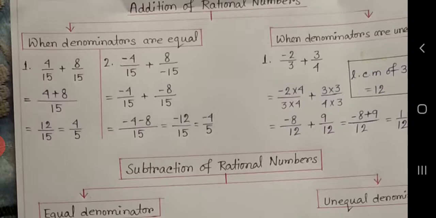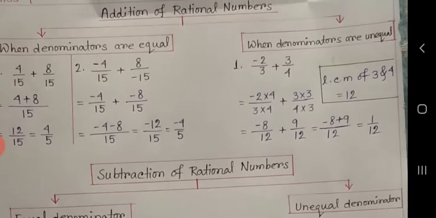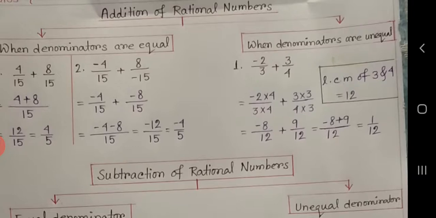Now, when the denominators are unequal, see the example minus 2 by 3, here is one rational number and the other is 3 by 4. Here the denominators are unequal, one is 3 and other is 4. So first we shall find the LCM of the denominators. Here LCM of 3 and 4 is 12. So we shall express minus 2 by 3 as minus 2 into 4 by 3 into 4, so that the denominator will be 12.